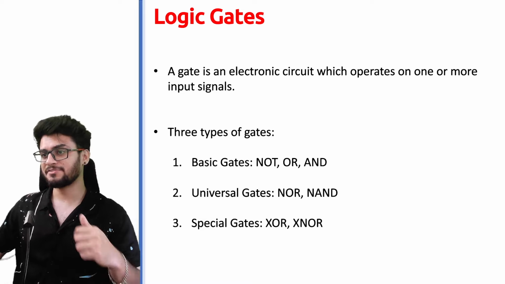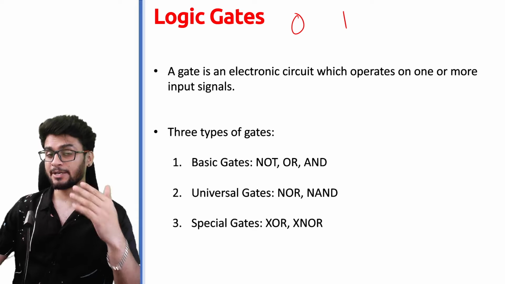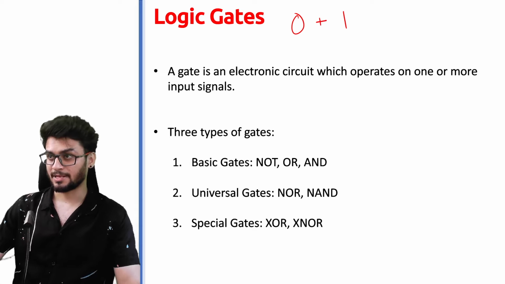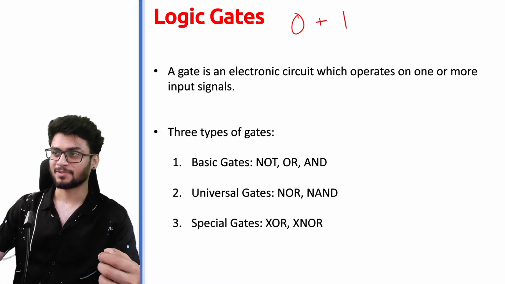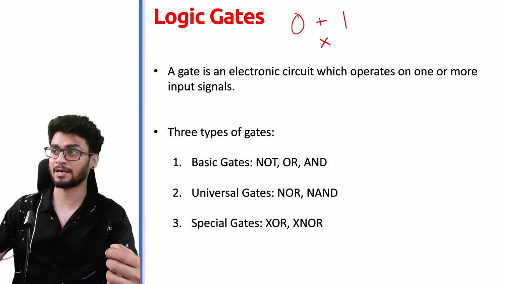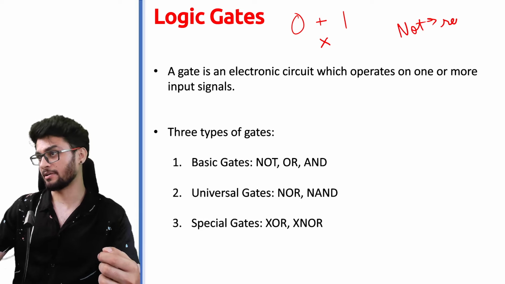So till now we have seen binary values, 0 and 1 hota. Inke beech mein hume operations karne hota. So it can either be addition, or it can be multiplication, also known as AND, or it can also be negation. Again, negation matlab hota hai NOT, it means reverse or opposite.